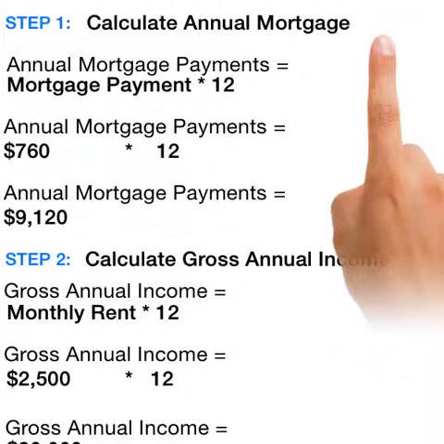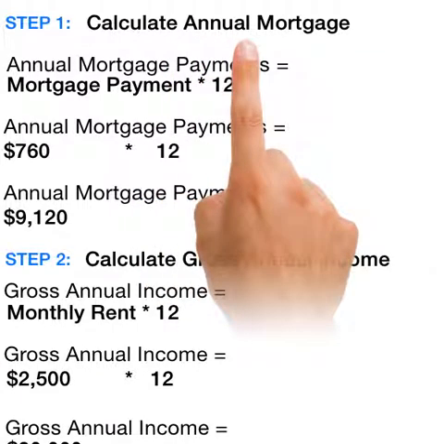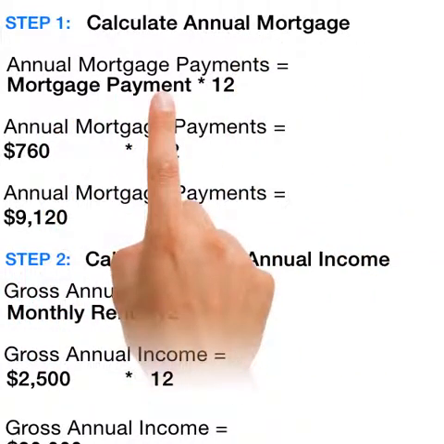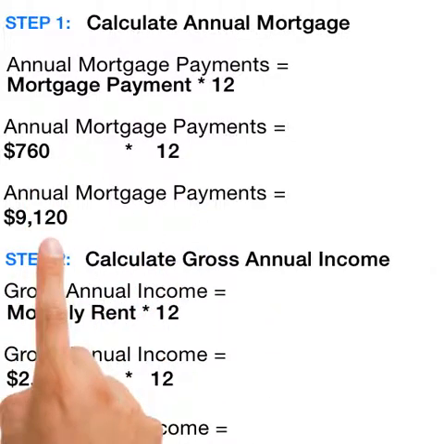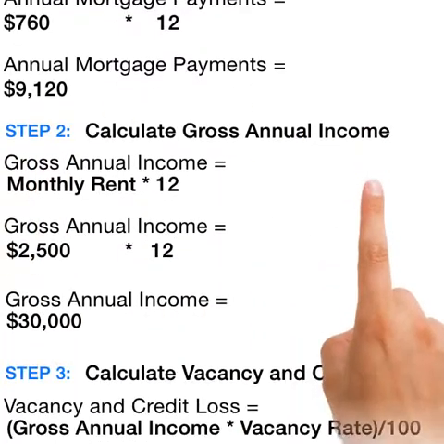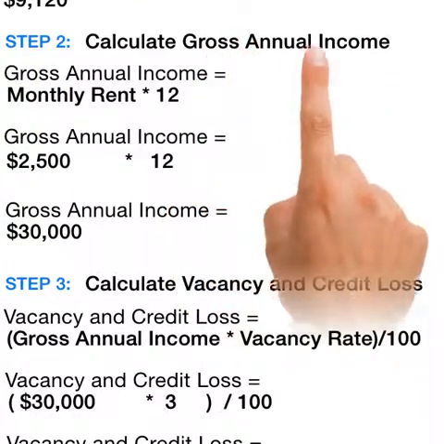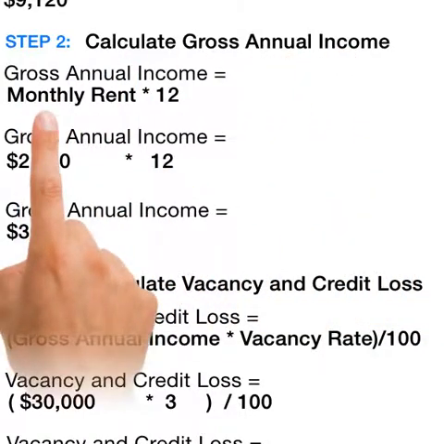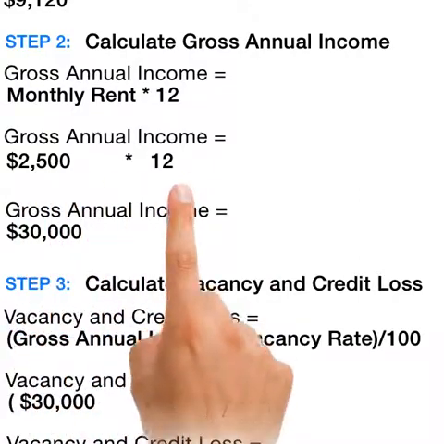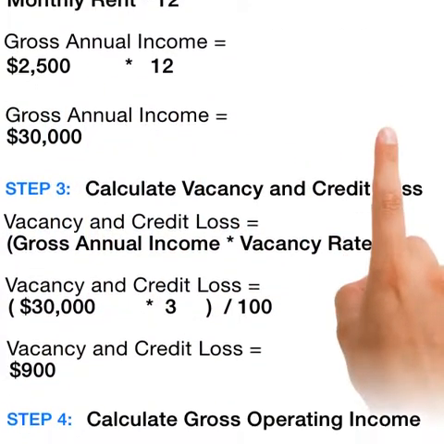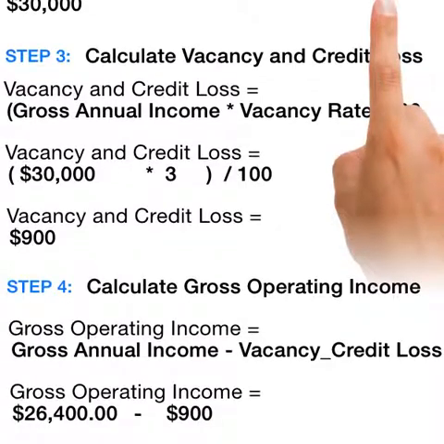So let's get going. First thing that you do to calculate the cash-on-cash return is calculate your annual mortgage. So basically your monthly mortgage payments times 12, 760 times 12, your annual mortgage will be 9,120. Then we proceed calculating the gross annual income, which is nothing more than the monthly rent that you expect times 12, 2,500 times 12, 30,000 is what you expect from rent annually.